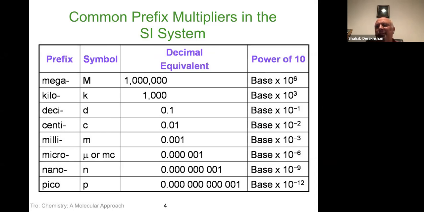They are based on factors of 10. 10 to the power of 6 is mega, 10 to the power of 3 is kilo, and so on and so forth. If you have something above your unit, you are using kilo or mega. If something is below what you are talking about, you can go with deci, which is 1/10 of something, or centi, which is 1/100th of something. Micro, nano, and pico in some special cases are used.